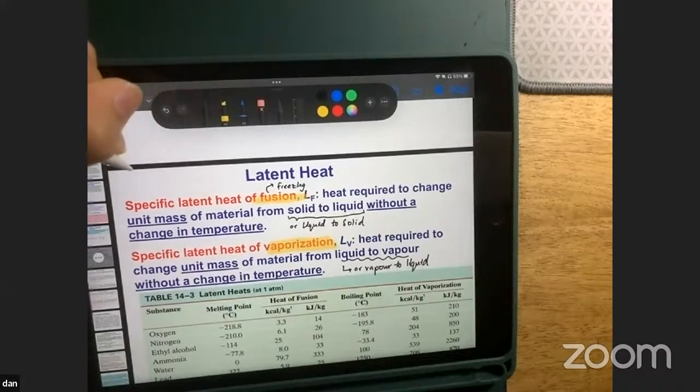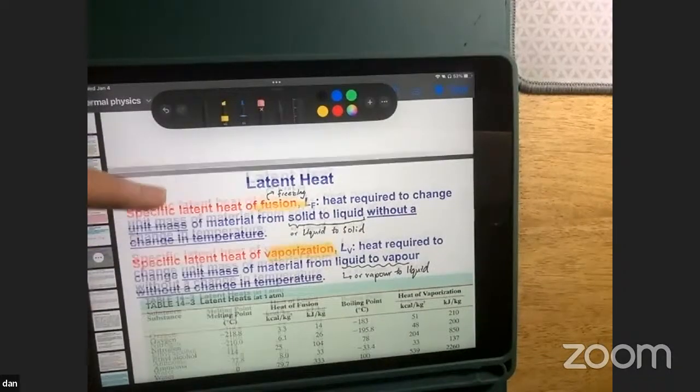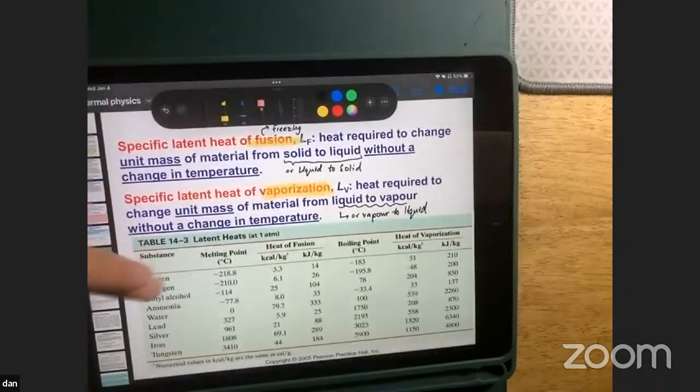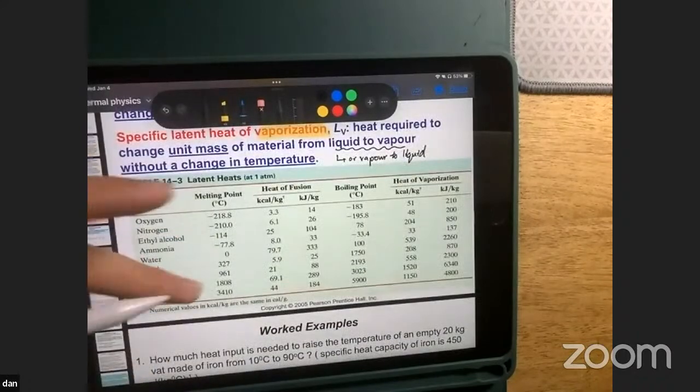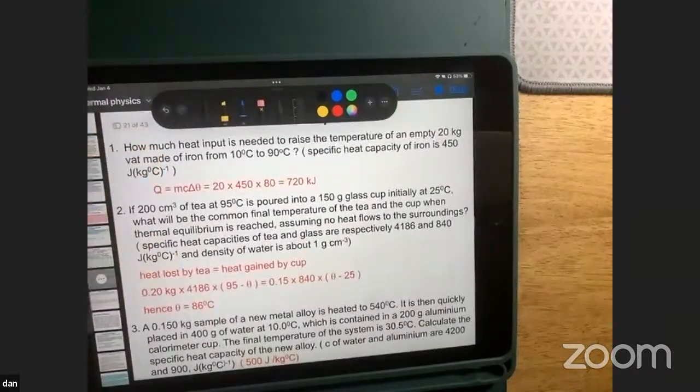Fusion means solid to liquid. You don't need to memorize all that stuff. Basic questions, it would be nice if you can understand them.